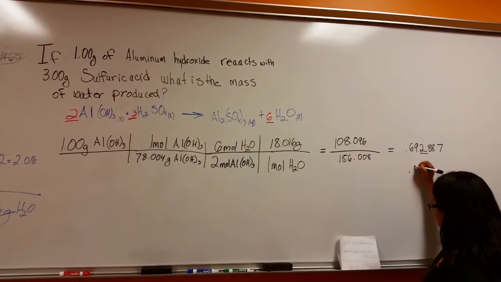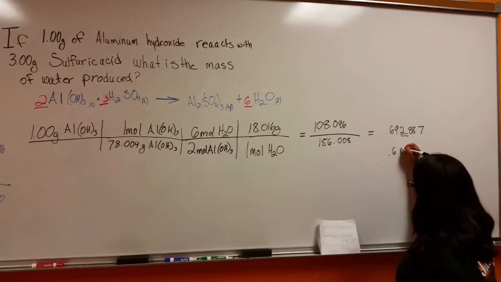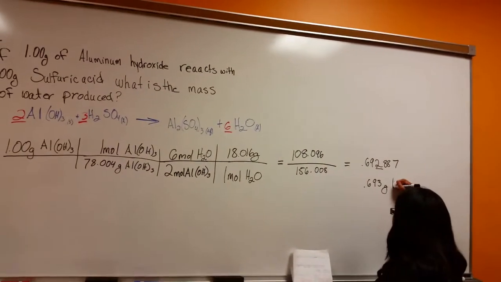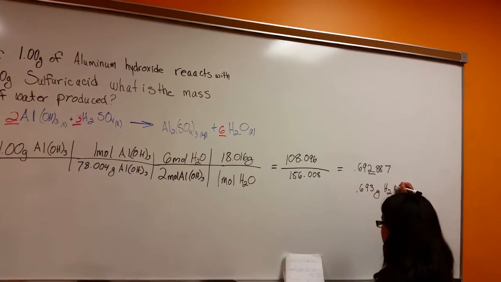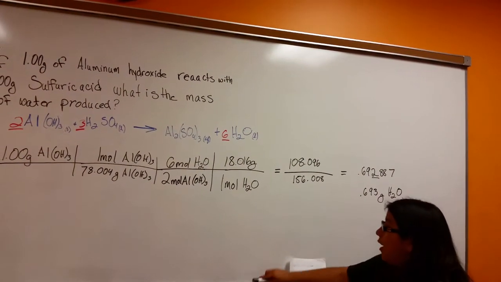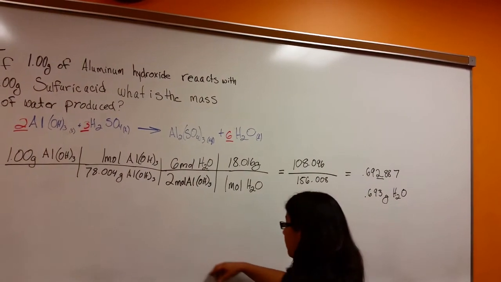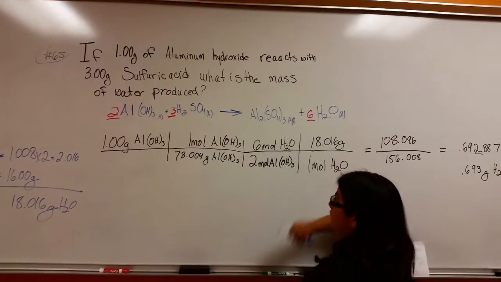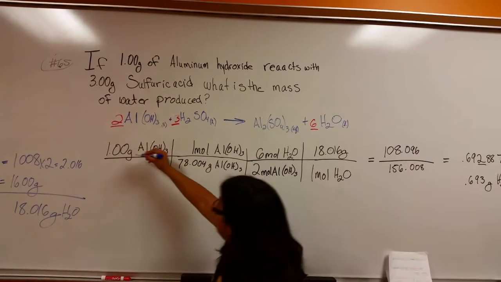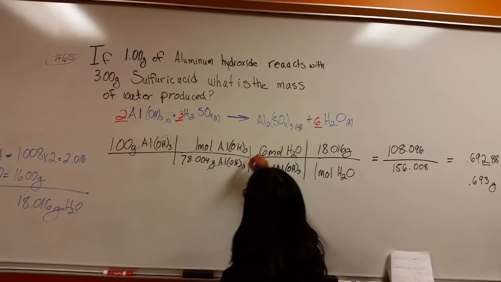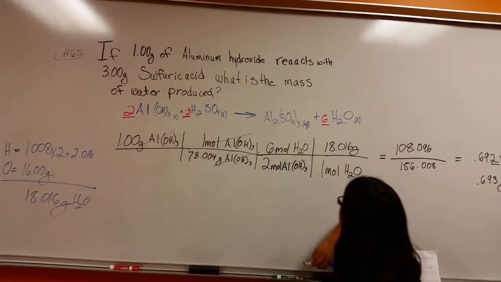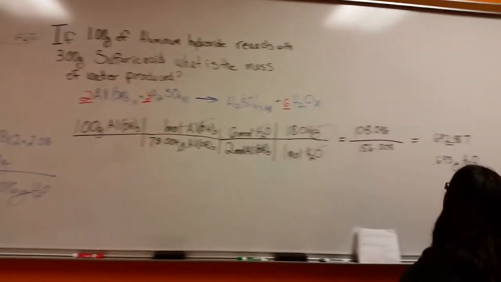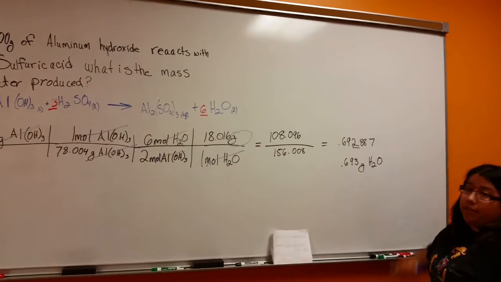So in the end you get 0.693 grams of H2O. And how we ended up in grams is you go through your equation, you have to make sure everything cancels out. Grams, grams, moles, moles, moles, and moles, which leaves you in grams over here, which means you have grams of H2O.